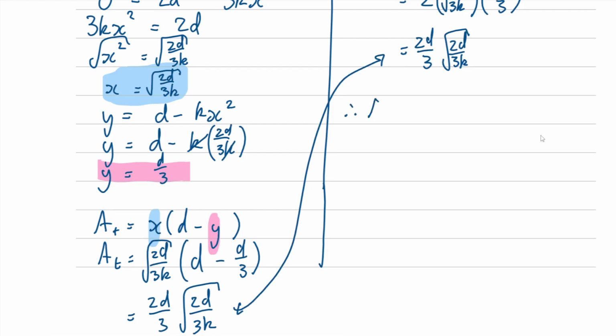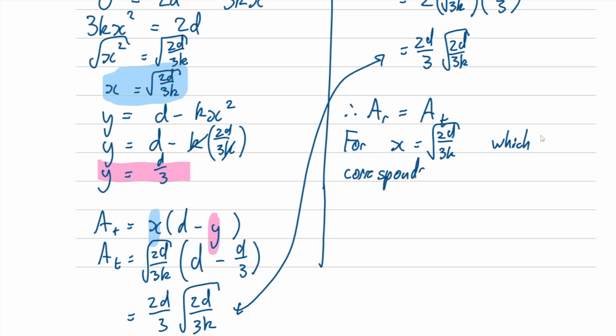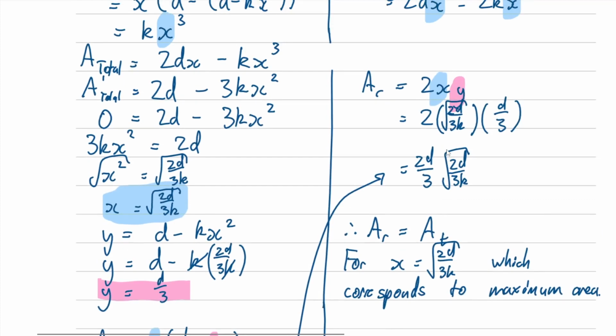So therefore, area of rectangular section equals area of triangular section for x equals the square root of 2d on 3k, which corresponds to maximum area. And that is because we differentiated area and set it equal to 0. So that will give us the turning points.